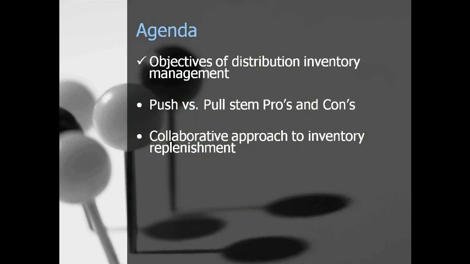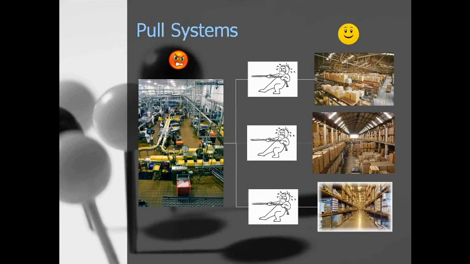So we've looked at the objectives of distribution inventory. Now let's look at ways that we go about replenishing that inventory. And we're going to look at pull systems and push systems, their pros and cons. Pull systems start at the distribution center itself.